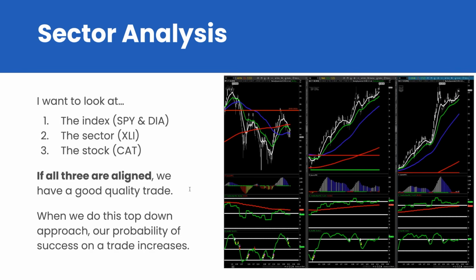So to go back to that, I want to look at the index, SPY, or the SPX, the sector, XLI, and then the stock, Caterpillar. If all three are aligned, we have a good, high-quality trade. When we do this top-down approach, our probability of success on a trade will increase considerably over time.